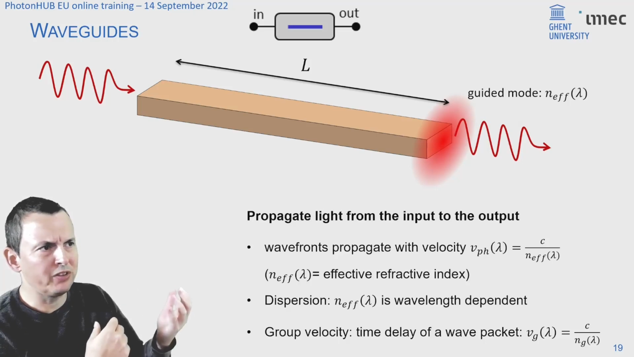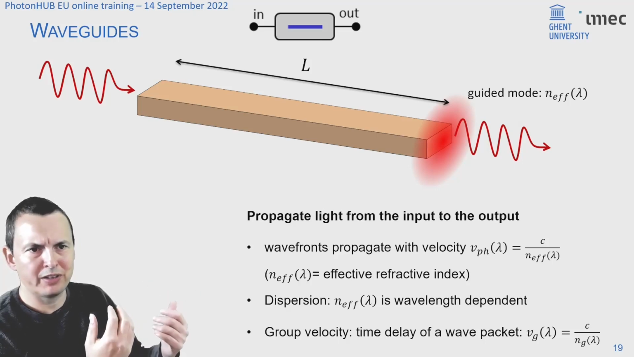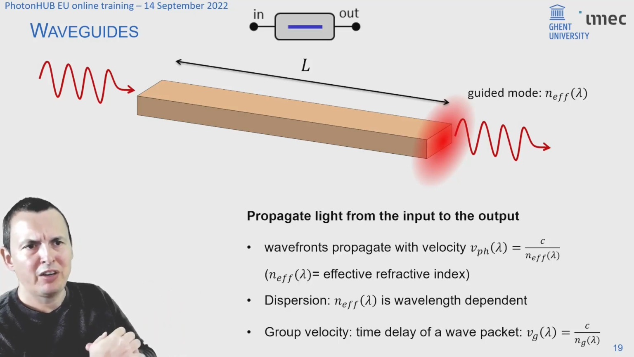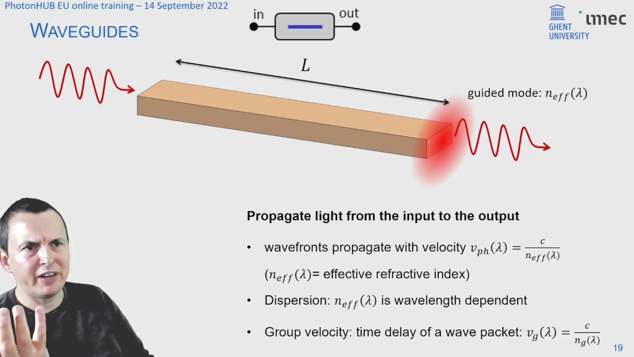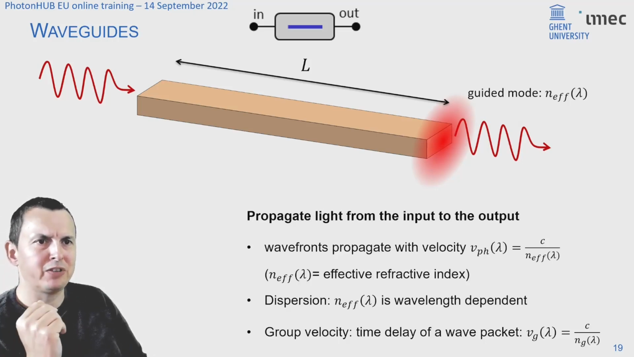So we have two quantities here, effective index and group index. And as we will see in a silicon photonic waveguide, these values are somewhat different. Now, waveguiding, of course, is not the only function you have on a chip.